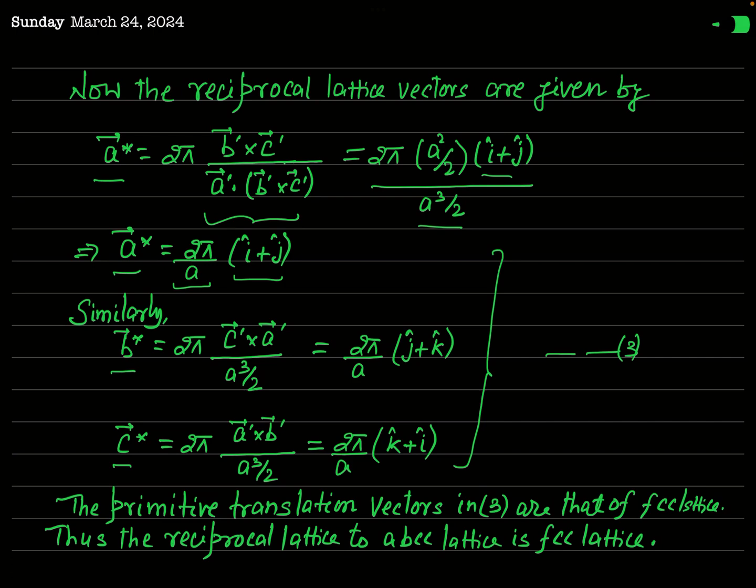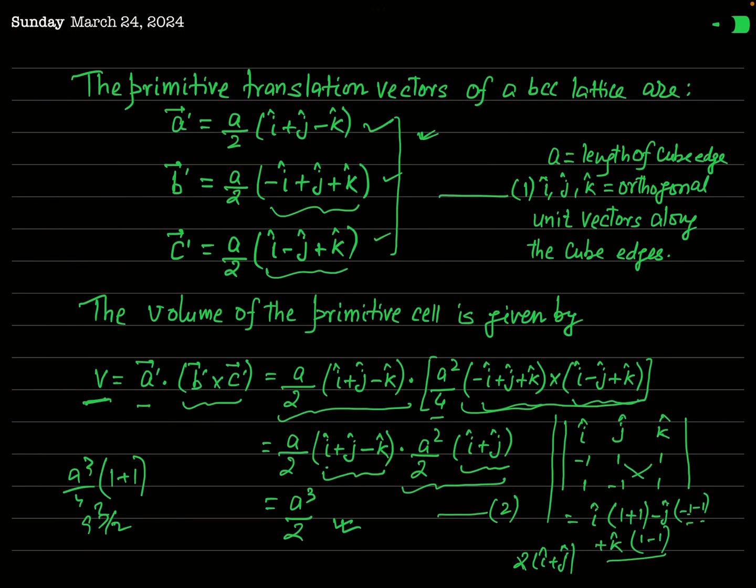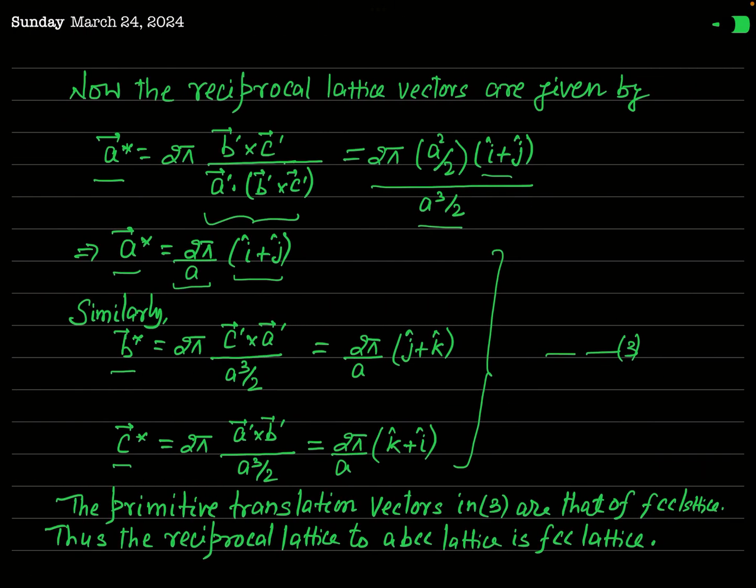Okay. Now in the similar manner, you can find the remaining two reciprocal lattice vectors, that is b star and c star. According to definition, again we will write this is 2 pi c prime cross a prime divided by the volume of the unit cell, and this is a cube by 2. Now again you can find this c prime cross a prime, substituting its value from here. I have not done this product. You can do it yourself. This is just a homework for you, and when you calculate the value of c prime cross a prime, your result will be simply 2 pi over a times j plus k.